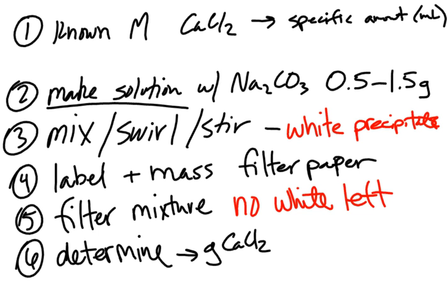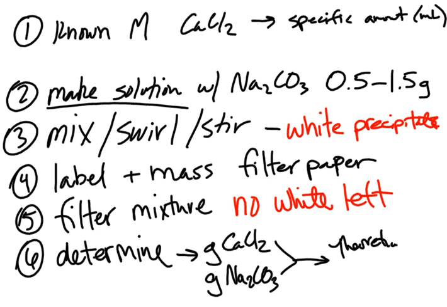Because if you have the molarity and you have the volume, you should be able to give me the mass, right? Well, you don't have to determine the mass at all, because you know exactly how much mass you had of the sodium carbonate. So if I know the mass of sodium carbonate and the mass of calcium chloride, I should be able to determine a theoretical yield of the calcium carbonate.